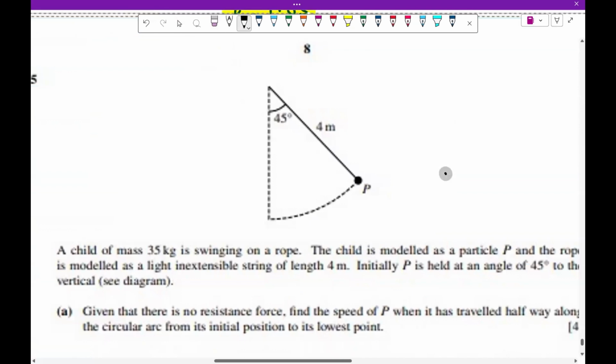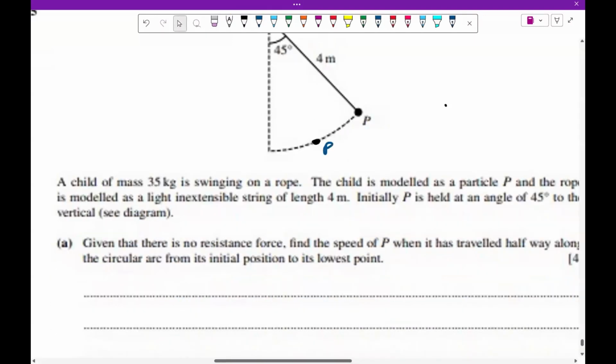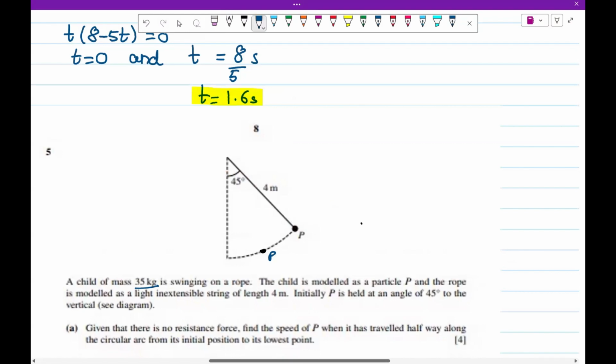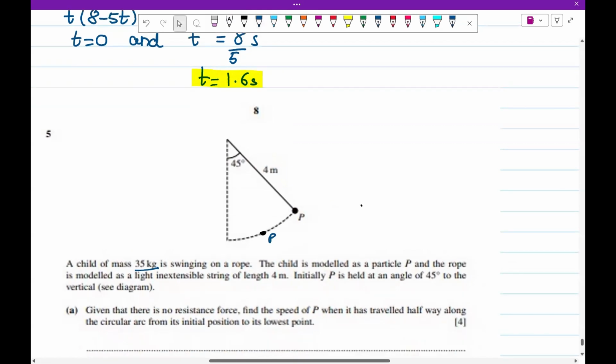So basically, they're asking us to find P at this position, right? What's the speed of P over here? So what we need to do is, they've only given us the mass. So how do we find the speed? If we know that we have the mass and some height involved, it's going to be a game involving gravitational potential energy. So if we find the gravitational potential energy over here and then over here, it means there will be a loss, right?